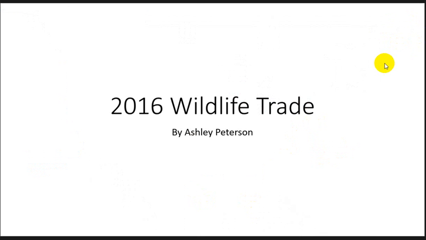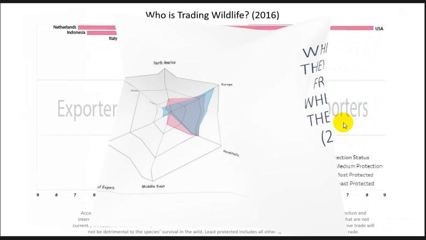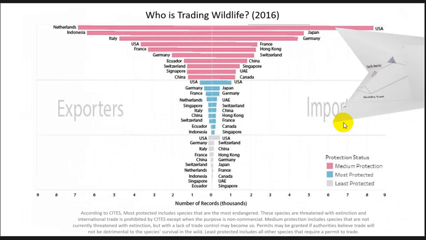Okay, wildlife trade. This one, I just copied her slides right in here and they translate nicely. Radar plot. So again, I don't want to go into the details here, but we're talking about importing and exporting of protected species. Oh, I've never played this as a PowerPoint before. Sorry.